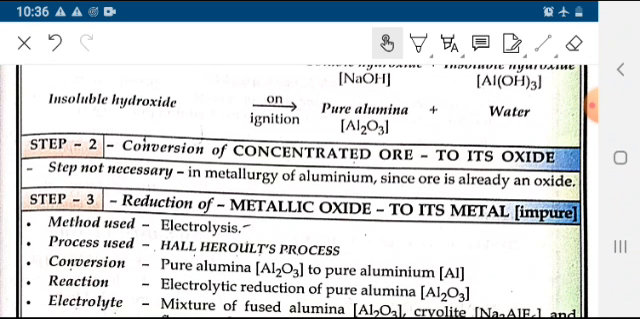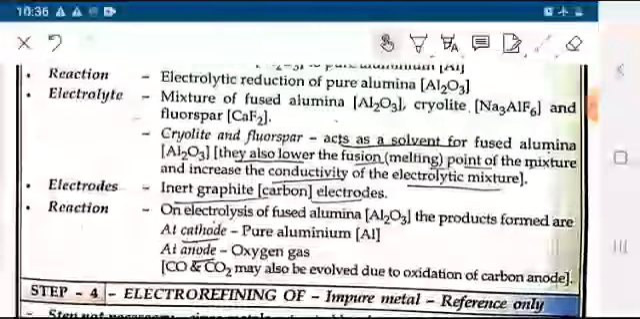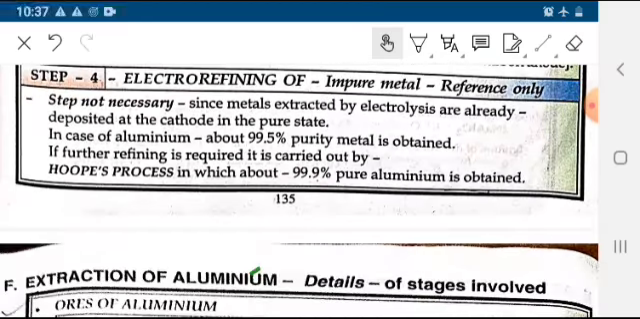Step 2 is the conversion of concentrated ore to its oxide. And the third step is reduction of the metallic oxide to its metal. The method is the electrolysis process, Hall-Heroult's process: pure alumina to pure aluminium by electrolytic reduction, where an electrolyte and electrodes are used, along with the reaction. Last is the electro refining of the impure metal, which is only for reference purposes.